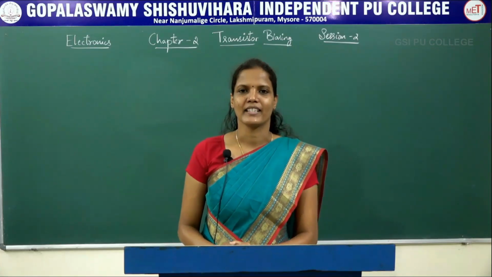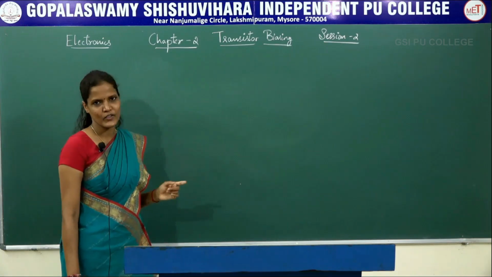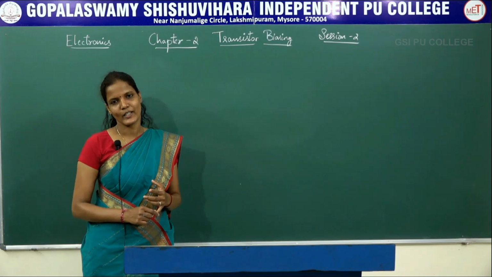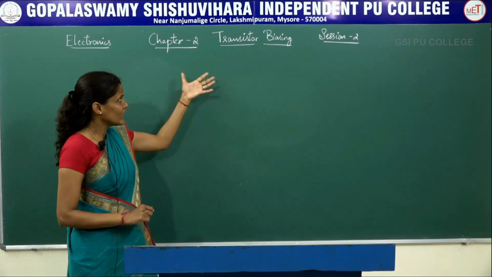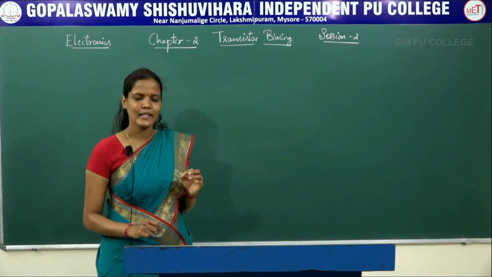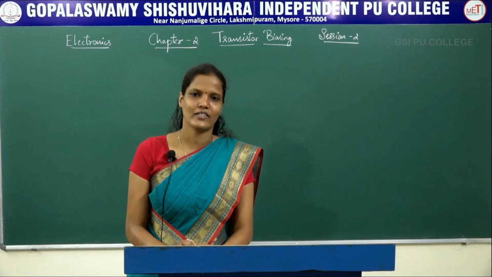Today I am here to present the second session of the second chapter, that is transistor biasing. In the last session we discussed the basics of transistor, what we have already studied in our first year PUC. So let us get into the topic. What is transistor biasing? Transistor biasing is nothing but applying external DC source to the transistor.